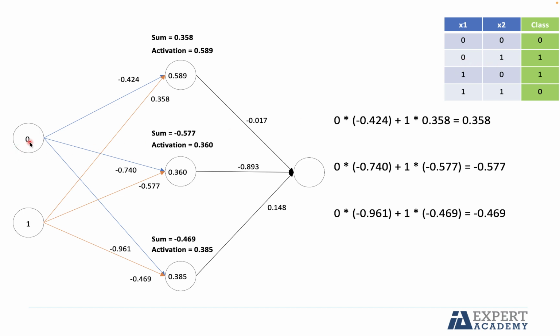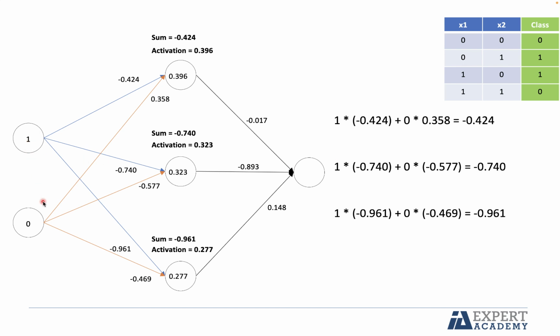We can see here the inputs and all the calculations are already performed. The sum function and the activation function for the first neuron, for the second neuron, and for the third neuron. I encourage you to pause the video and check all these equations. If you want, you can open the calculator just to make sure the values are correct. Then we need to go to the next row.